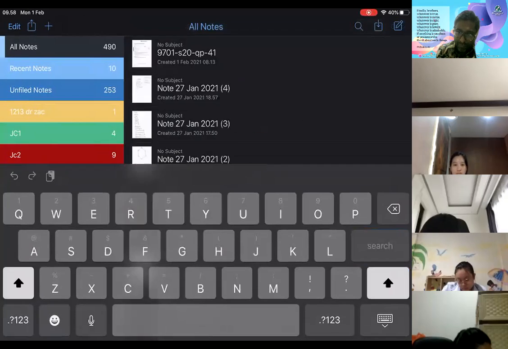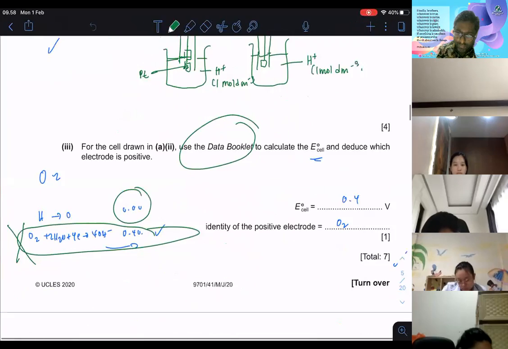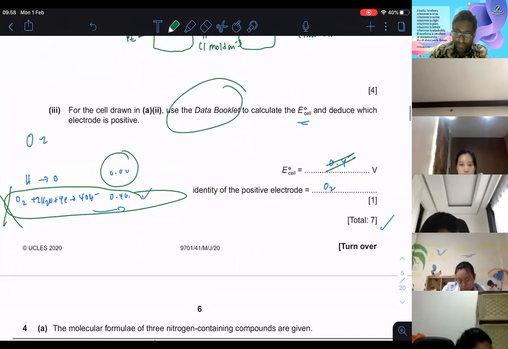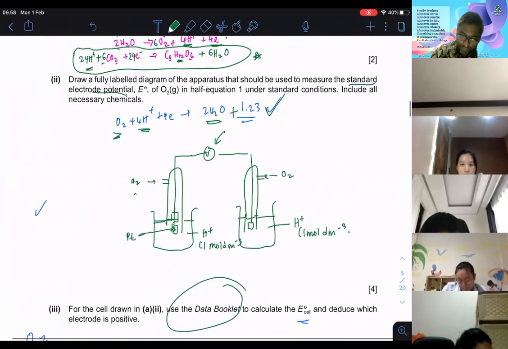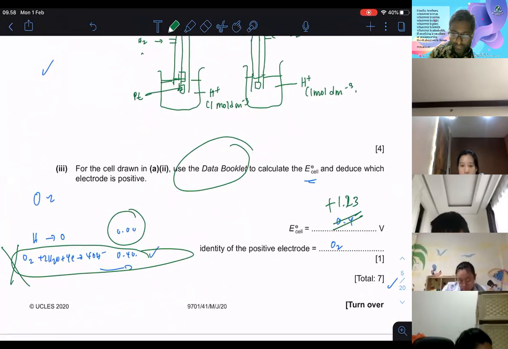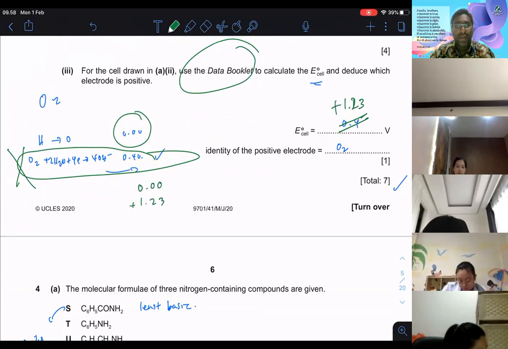So if I put the 1.23 over there, this is going to be the E cell. Automatically this is not 0.4. This one will follow, 1.23. And then identify the positive electrode. Please remember, this one is 0.00 and then 1.23 positive. Of course, as I told you, the one that is more positive will go to the right. So this one will go to the right.